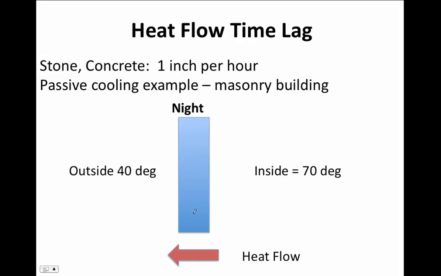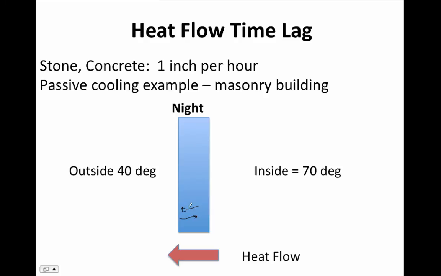But look what's going to happen at night. At night, the outside temperature may be 40 degrees and the inside temperature is 70, so it's going to flow again from warm to cold, in this direction. Daytime in this direction, nighttime in this direction. So in the daytime it was flowing this way, but at night, at some point, it turns around and flows the other way.